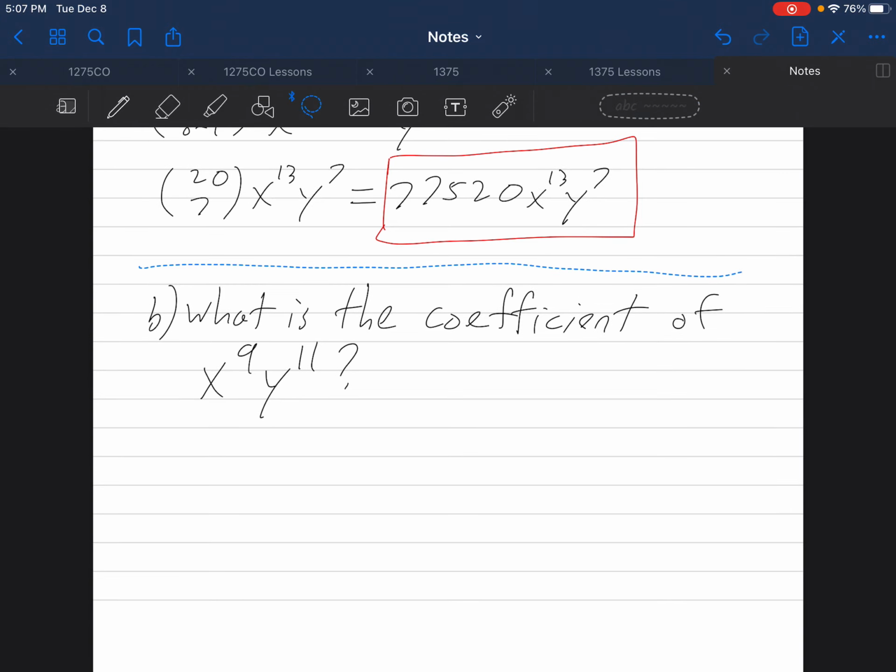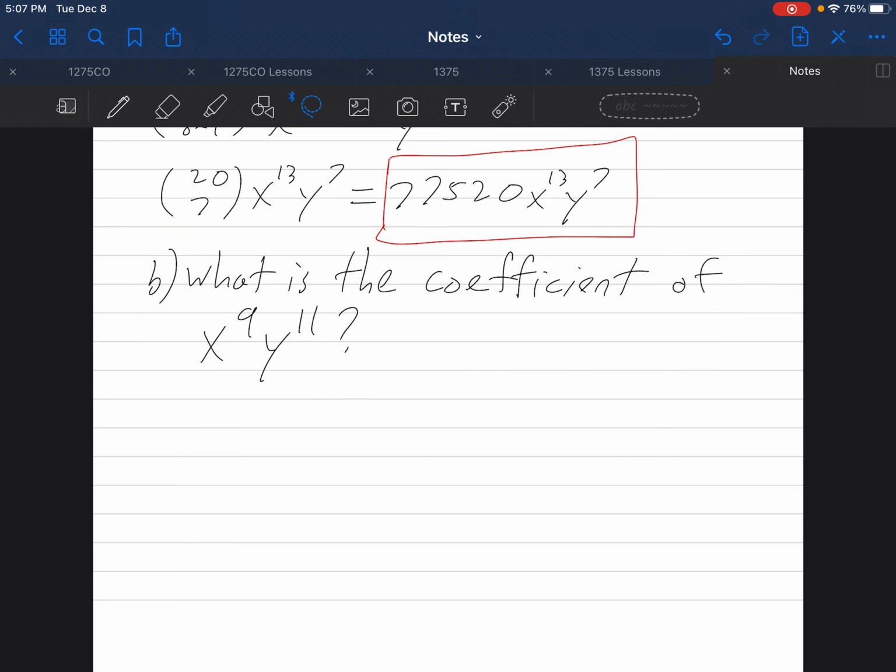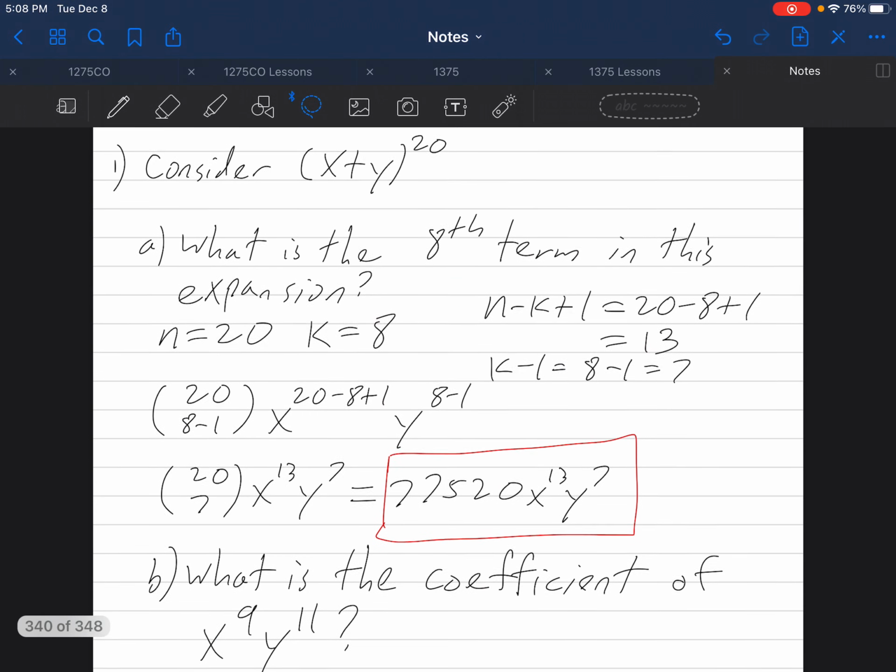So what is the coefficient of x to the 9th, y to the 11th? So we don't actually know which numbered term this is. Not yet, at least. All we know is that it's going to have the variables of x to the 9th and y to the 11th attached to it. So the real key here is this number, the first exponent that's given. This is equal to 9.